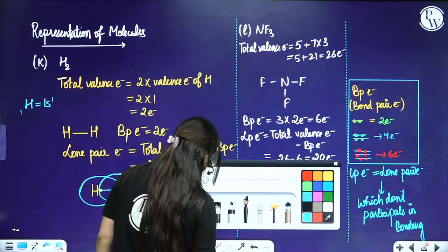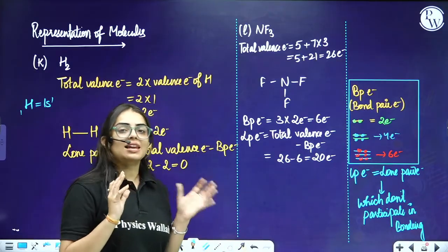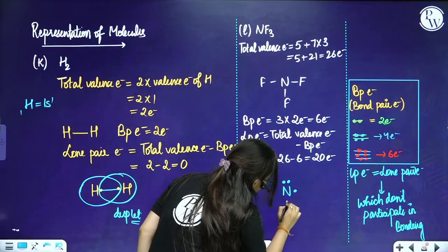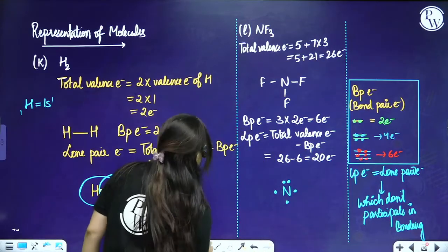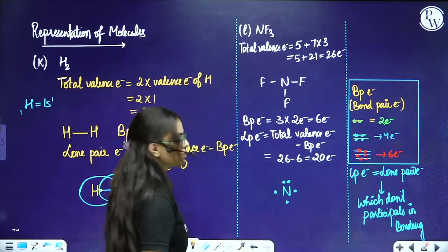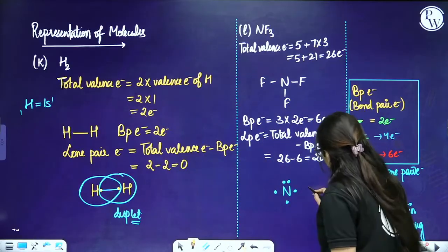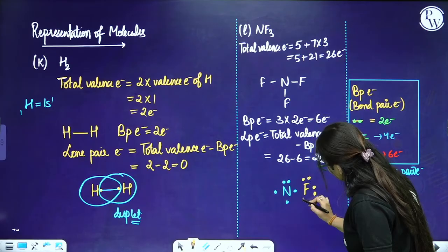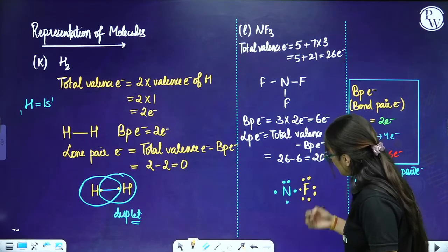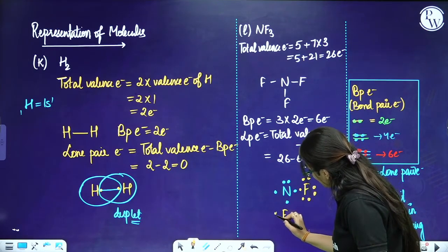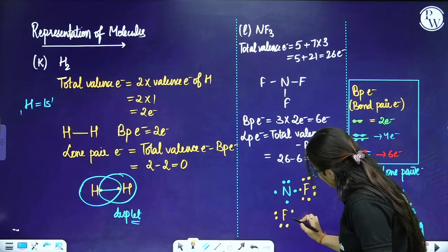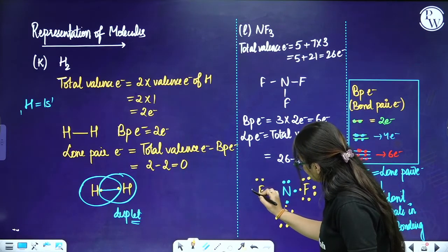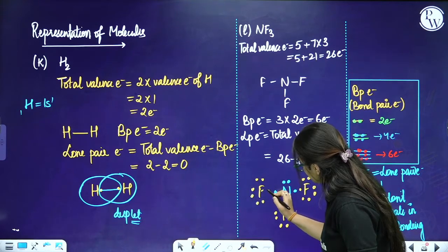See, nitrogen has how many valence electrons in the outermost shell? 5. So represent 1, 2, 3, 4 and 5. Now comes fluorine. How many valence electrons in fluorine? 7. So this is the first fluorine: 1, 2, 3, 4, 5, 6 and 7. The next fluorine: 1, 2, 3, 4, 5, 6 and 7. Another fluorine: 1, 2, 3, 4, 5, 6 and 7.